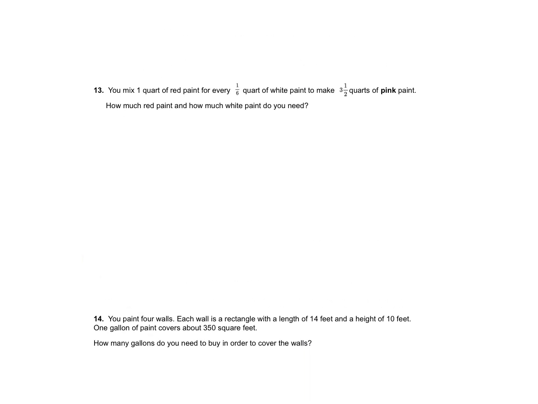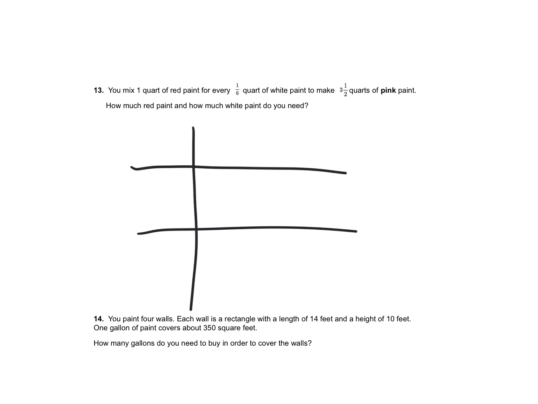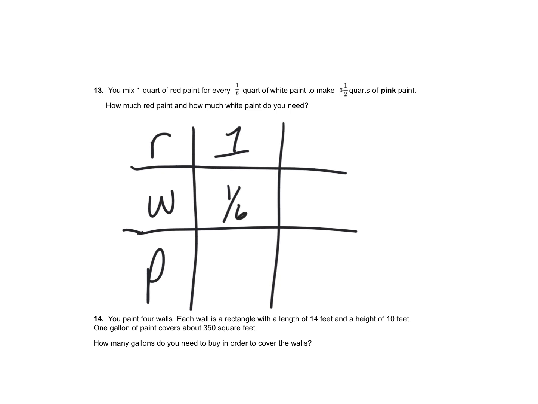All right, last two, we've got 13 and 14. 13 says you mix 1 quart of red paint for every 1/6 quart of white paint to make 3.5 quarts of pink paint. How much red paint and how much white paint did you use? Well, we're going to set up a nice little table here to help us out. So I've got red, white, and pink. It says I use 1 red, 1/6 of white, and I'm in total going to end up at 3.5.